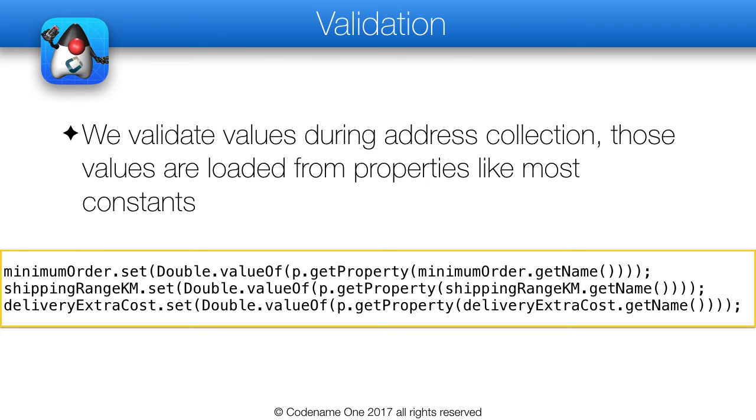The validation code is pretty simple. I mentioned the shipping range, but we also have a minimum order value which is now enforced. I also added support for a delivery fee that can be levied on top of the total cost. This is applied in the summary code of the form.